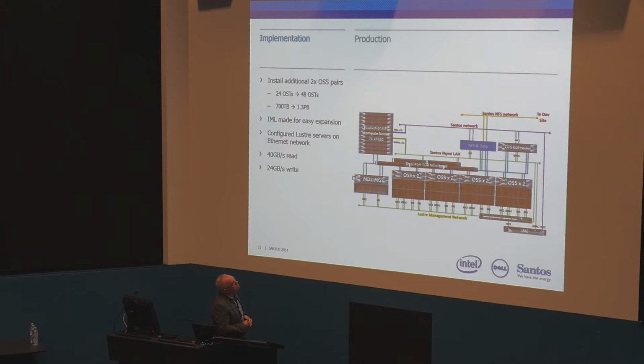And with the Dell reference architecture, we get roughly around 10 to 11 gigabytes a second write per OSS pair, and about 6 to 7 gigabytes a second read. So across that, we're getting an aggregate of about 40 and 24.